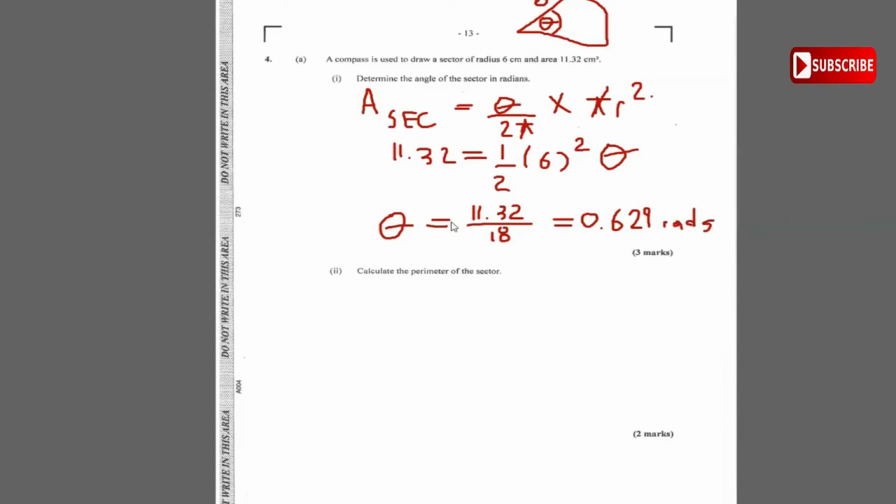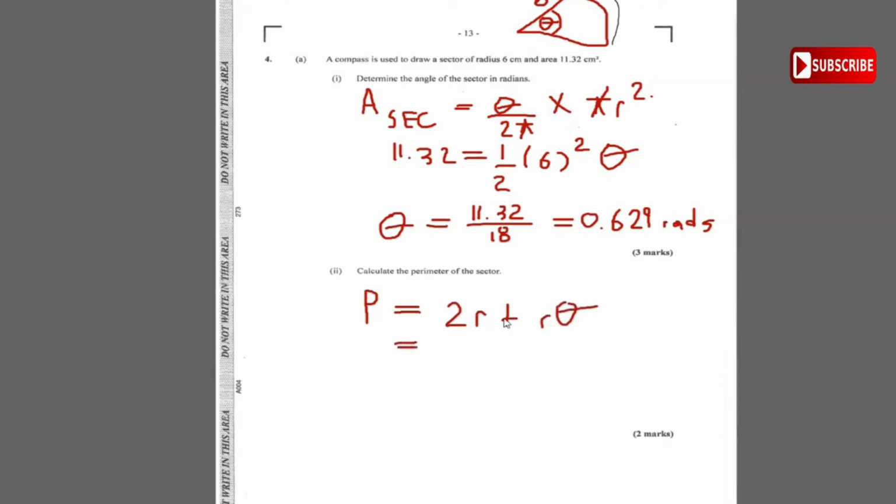Then they say further find the perimeter of the sector. To find the perimeter of the sector, it's going to be this length 6 plus this other length 6 plus the length of the arc of the sector. That's how we find the perimeter. So the perimeter is equal to 2r plus the length of the arc, and the arc length is given as r times theta. That's how we find the perimeter of a sector.